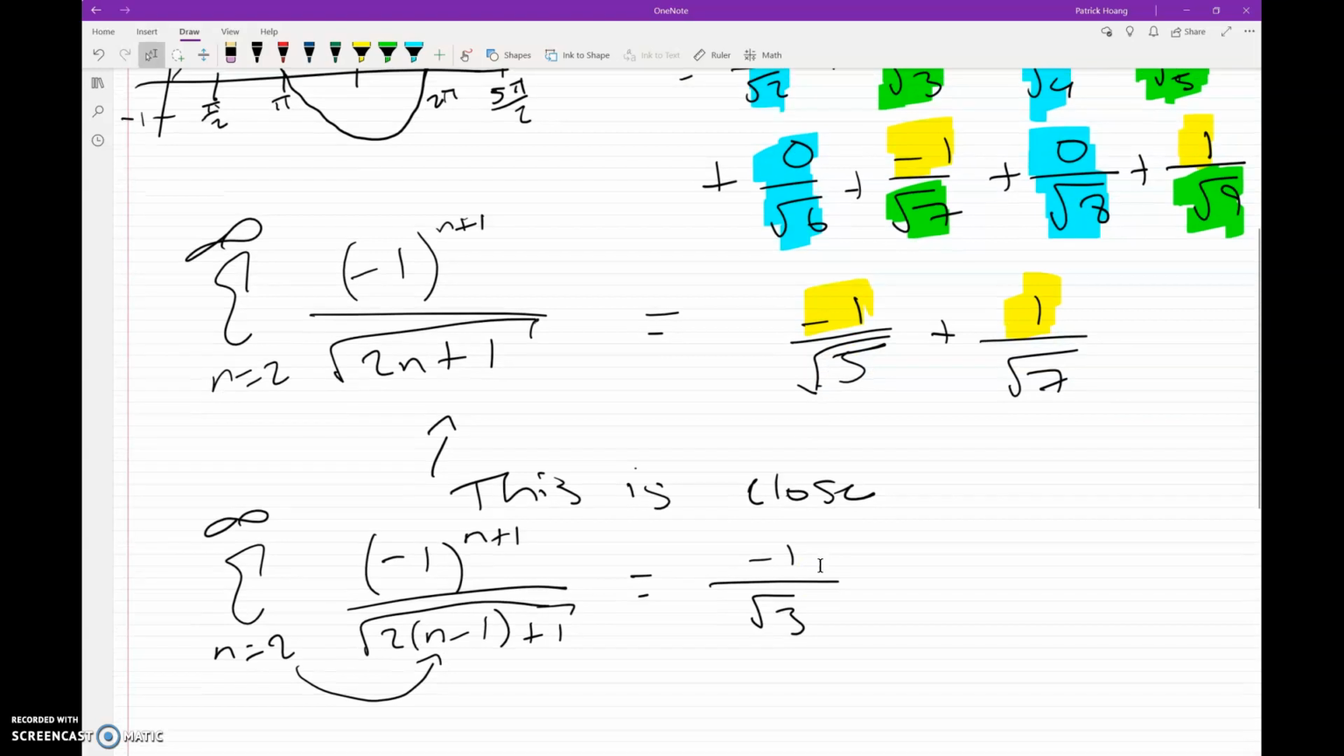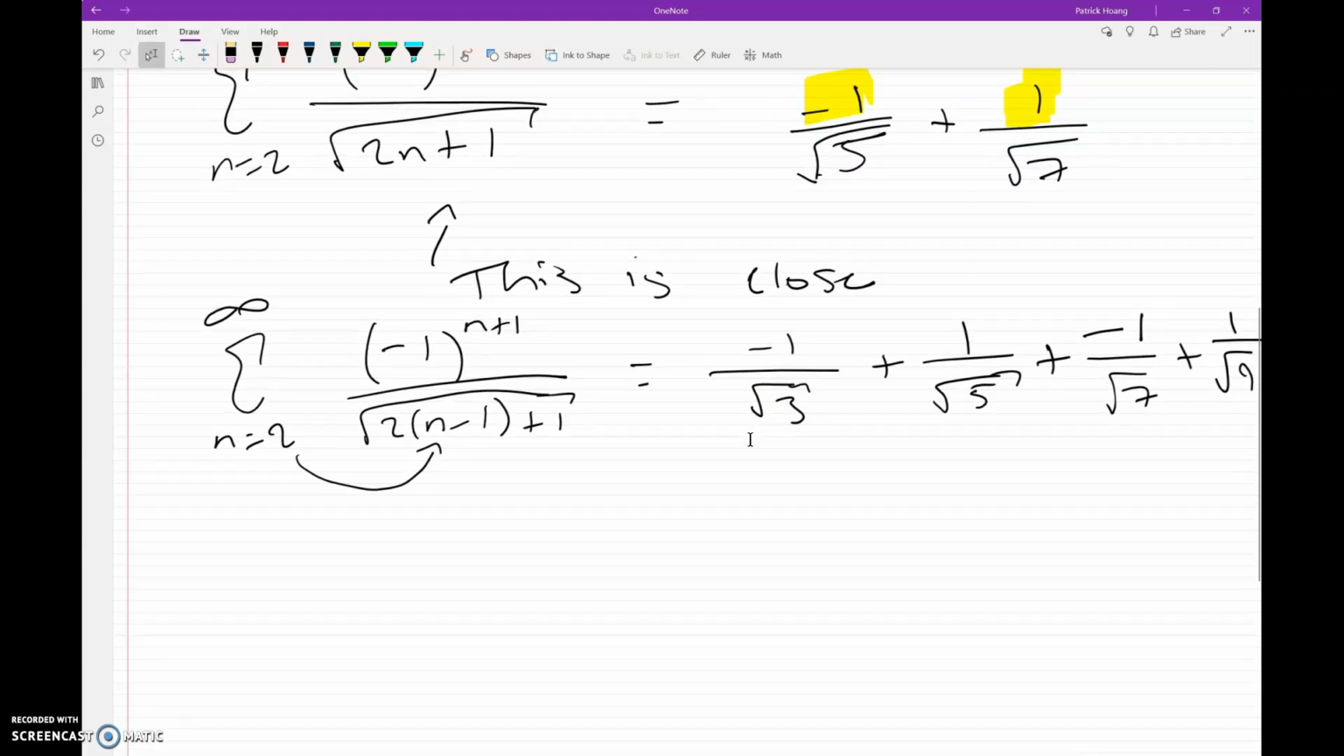So back to what we have right here. After shifting our n down 1, our denominator matches up. Let's try substituting in 3. Okay, so -1 to the 3 plus 1 is 1. And our denominator: 3 minus 1 is 2. 2 times 2 is 4. And then 4 plus 1 is 5. So the denominator is square root of 5. And after we continue this process, it turns out that this works. This properly represents our original series.